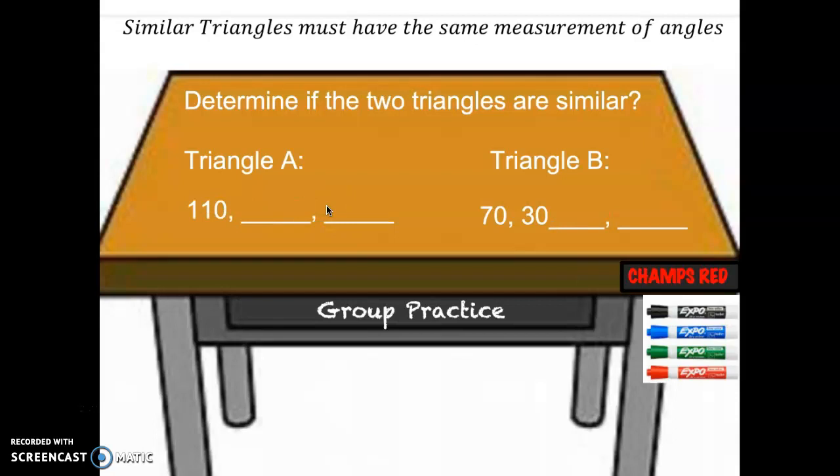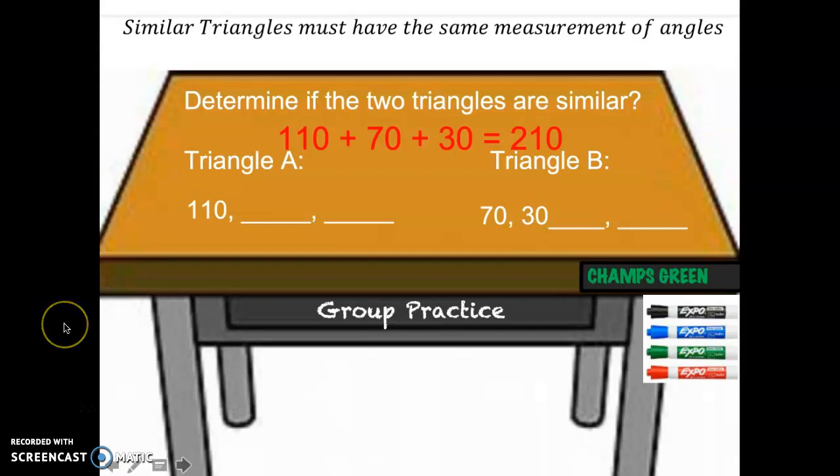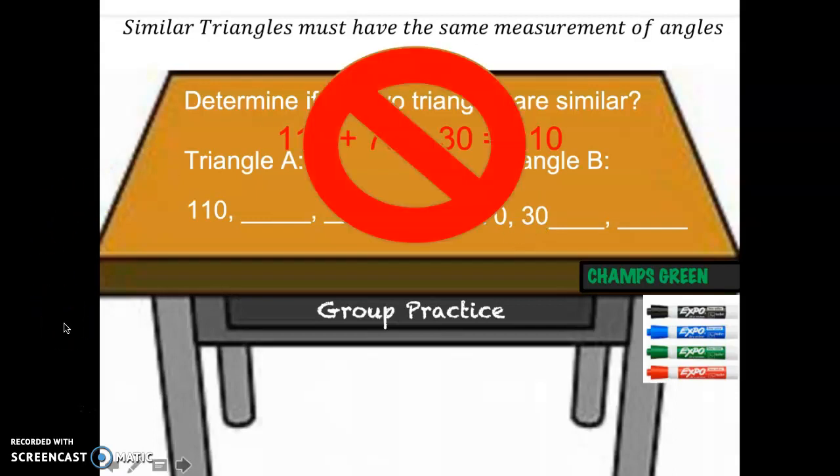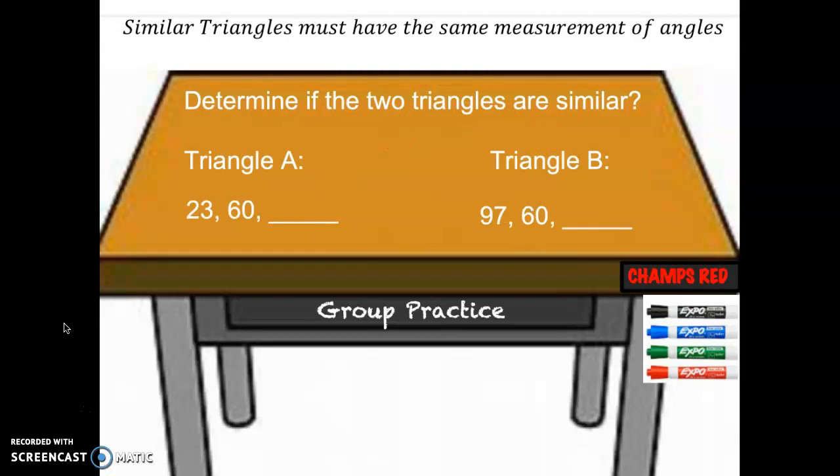What if you're thrown something like this, where you have one angle and two angles here? Well, I can see if they add together to make 180. Since they don't and they make 210, then I know they are not similar. Therefore, don't forget, similar triangles must have congruent angles. So that's an overview on how we did the lesson.